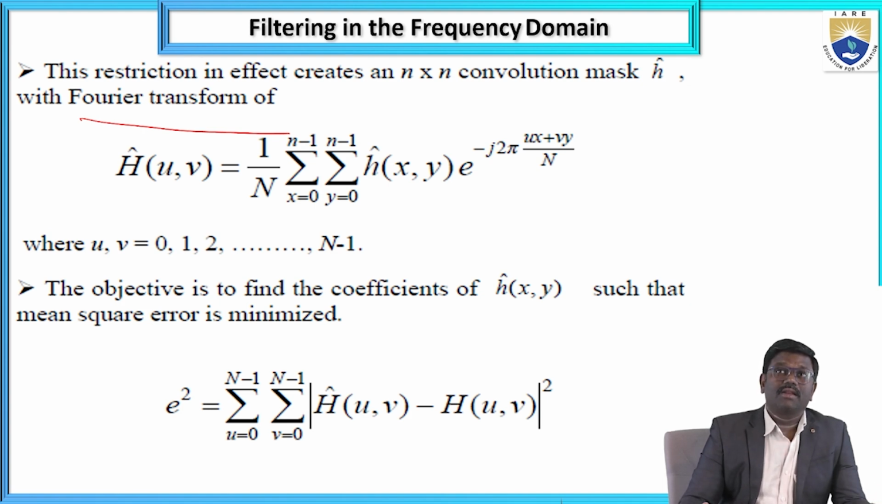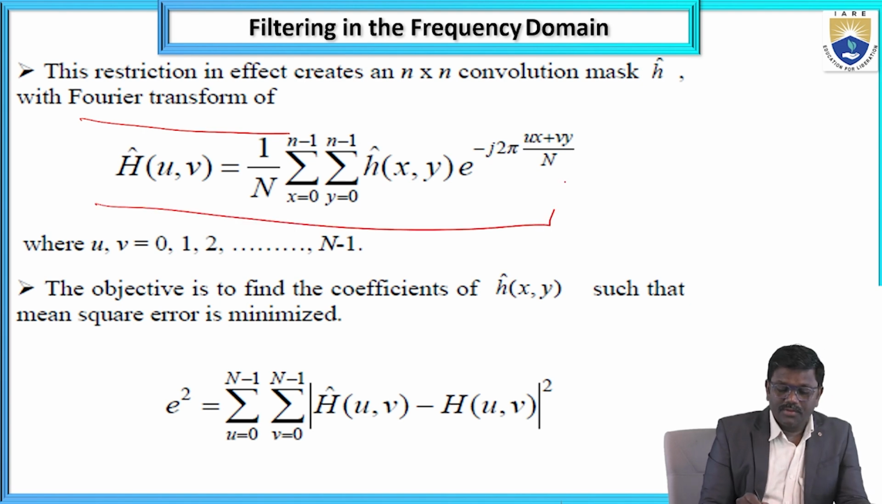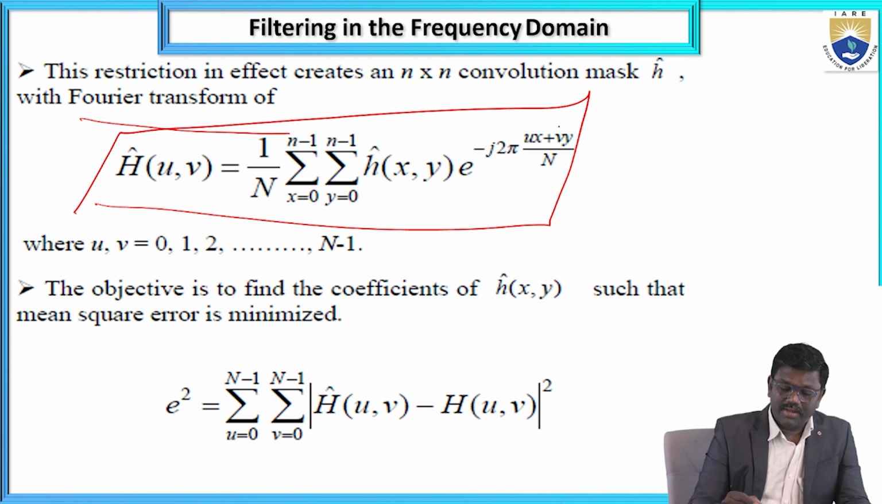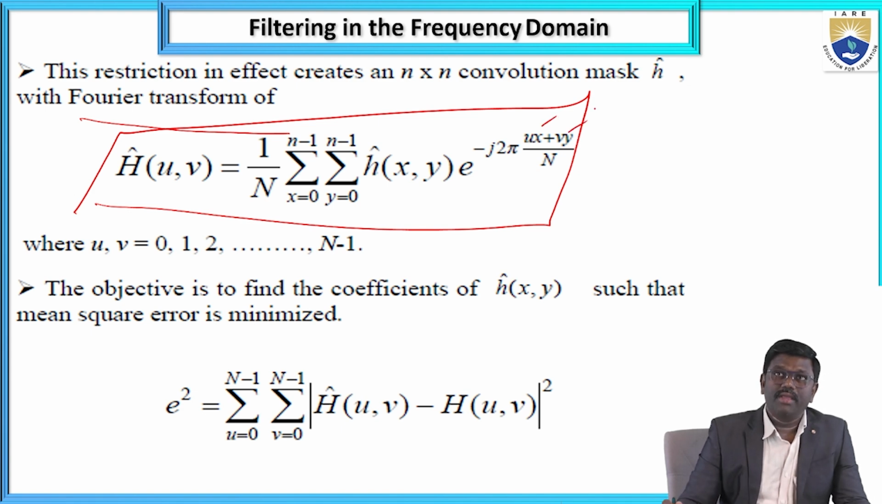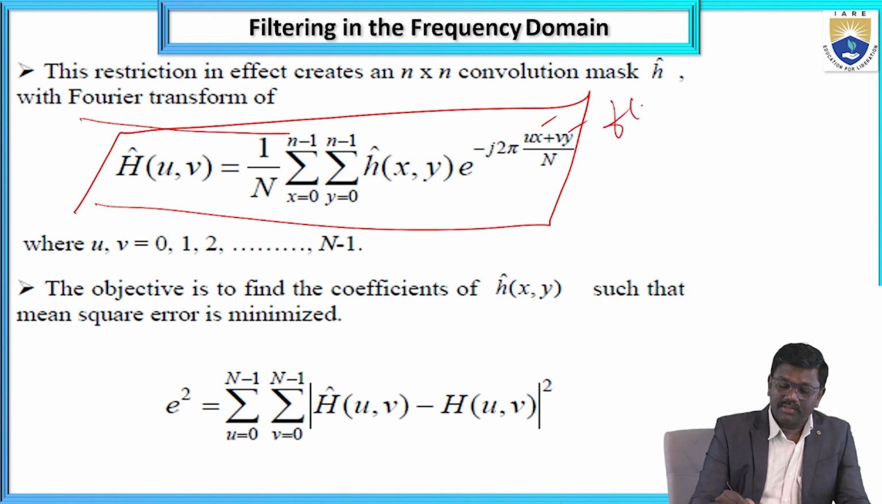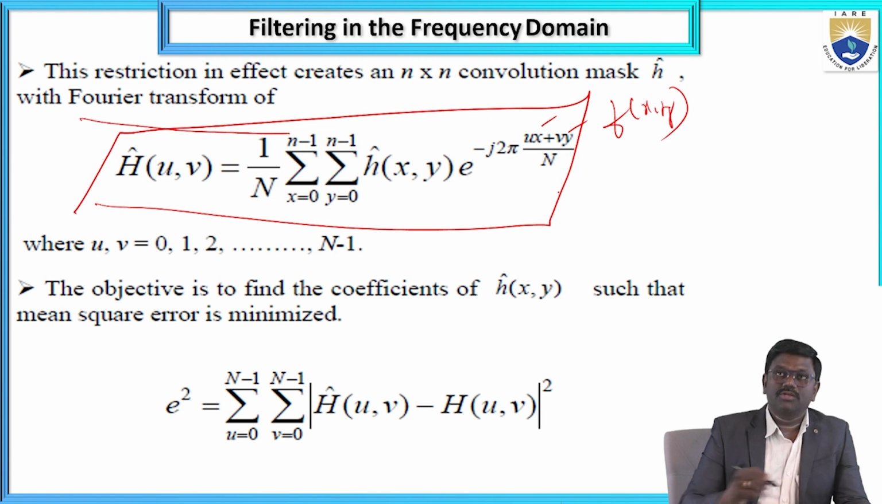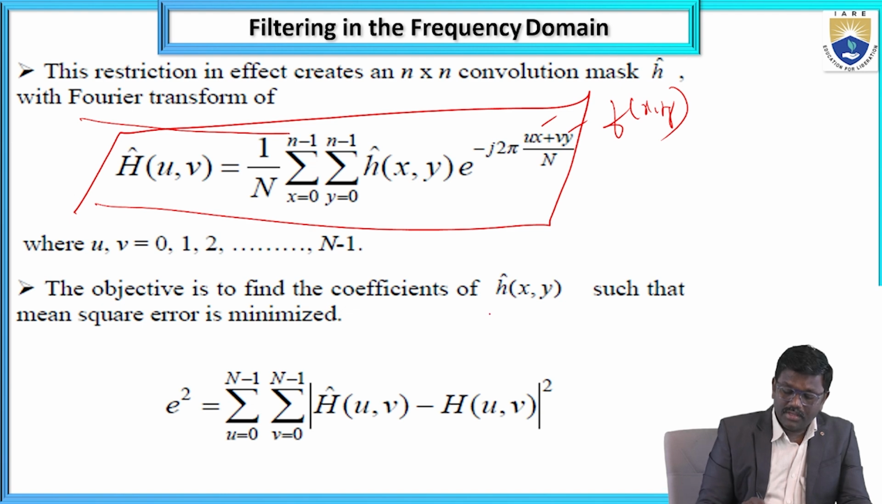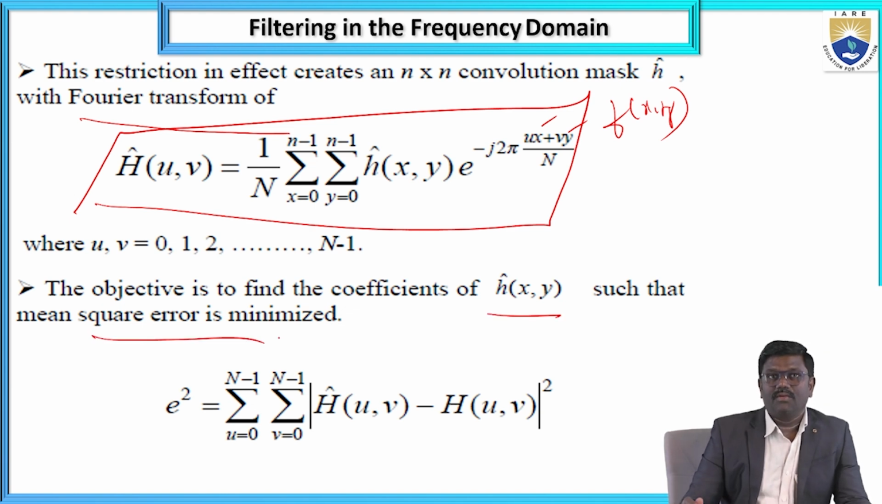We'll get an n by n convolution mask h cap. So by the help of the frequency values which we vary in terms of x comma y of a particular image, the objective function, we will get the required coefficients h of x comma y such that the error will be minimized. How much the error will be minimized is measured by the mean square error, that is MSE.